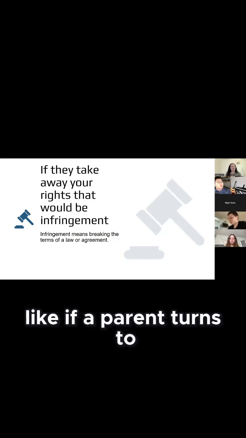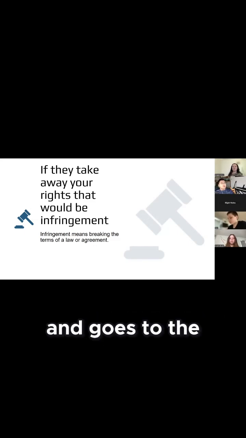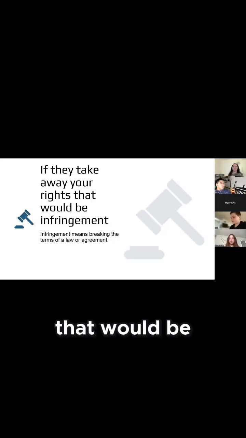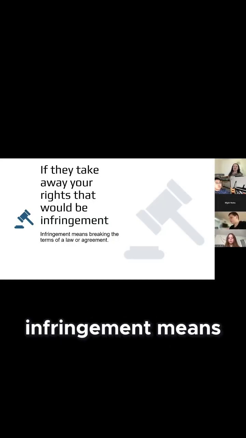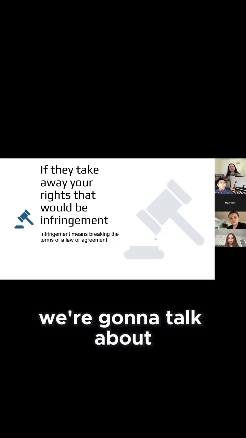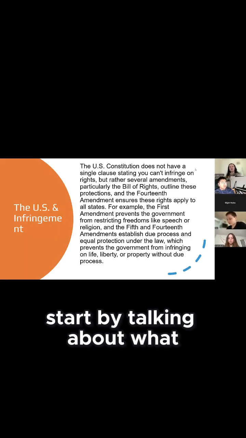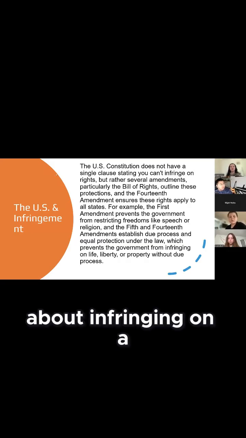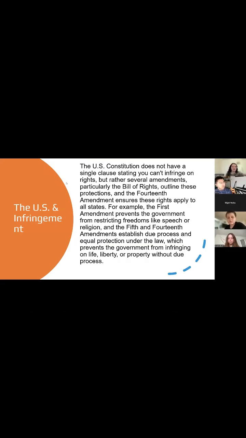Like if a parent threatens to shut down your club and goes to the school about it and it actually goes through, that would be them infringing on your rights. So infringement means breaking the terms of a law or an agreement, which we're going to talk about. First, we're going to start by talking about what the U.S. Constitution has to say about infringing on a person's rights.